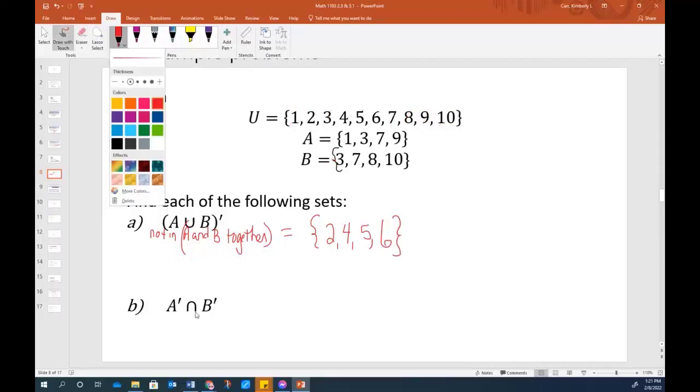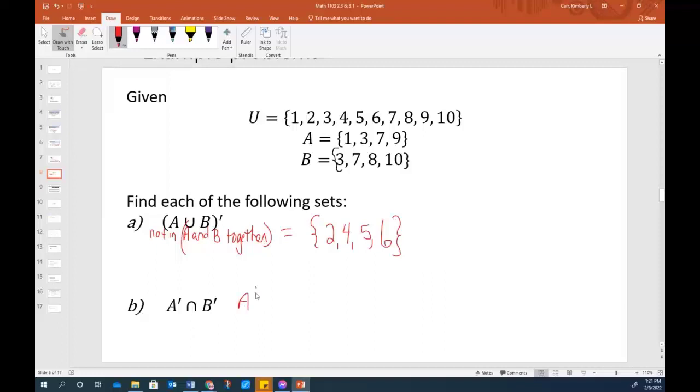A complement intersected with B complement. Well, A complement, I'm just going to kind of write the word out here. A complement is everything that is not in A. So 1, 3, 7, and 9. So that means A complement is 2, 4, 5, 6, 8, and 10.